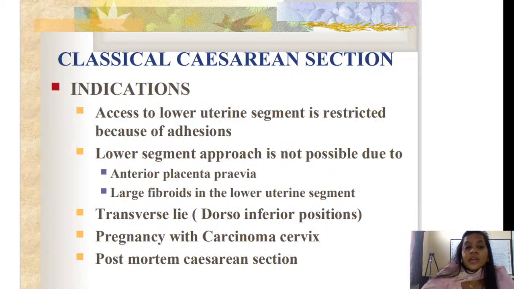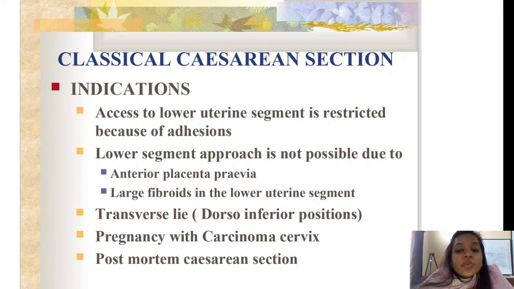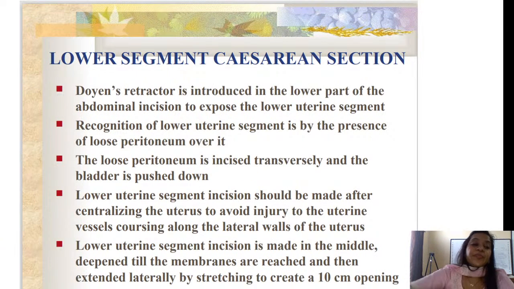Upper segment vertical incision: access to the lower uterine segment is restricted because of adhesion. These are the indications, guys. Lower segment approach is not possible due to anterior placenta previa, large fibroids in the lower uterine segment, transverse lie, pregnancy with carcinoma of cervix, or postmortem Caesarean section. Here we prefer classical Caesarean section, that is upper segment.